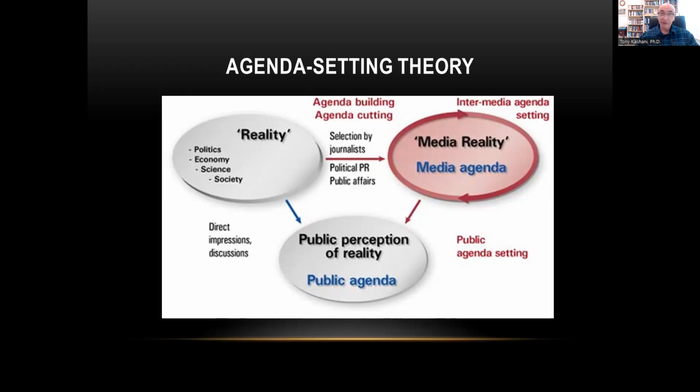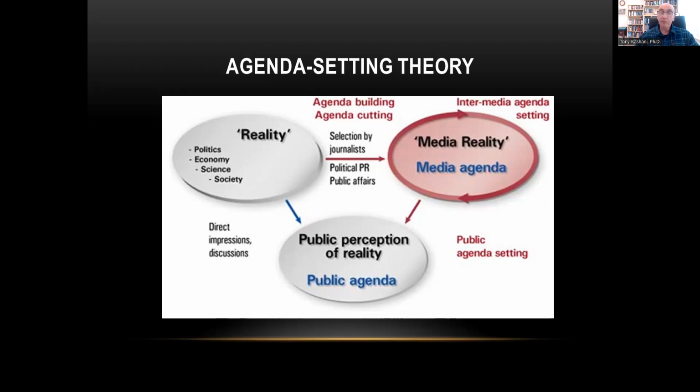Political campaigns are a big example of agenda setting theory. Agenda setting theory is often applied in the context of political communication. Political candidates and campaigns seek media coverage to influence the public agenda and emphasize issues that align with their priorities.